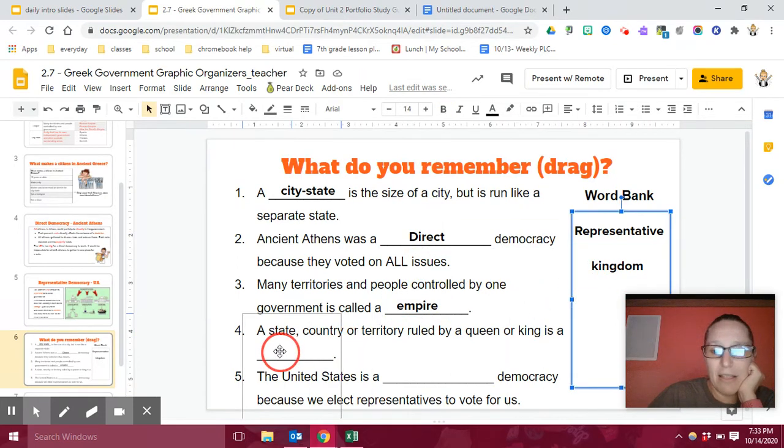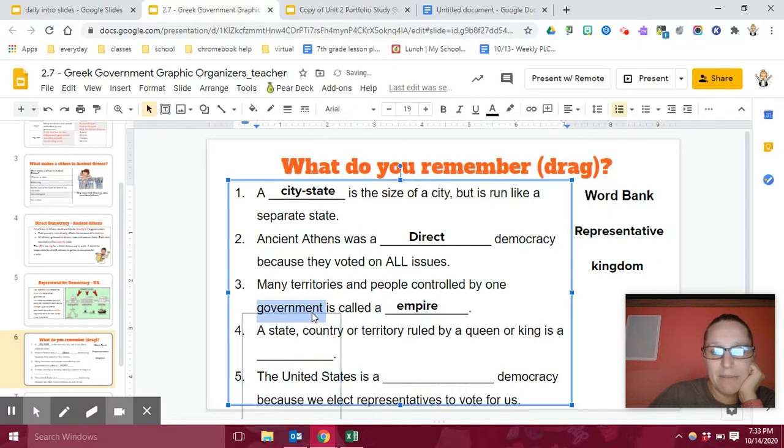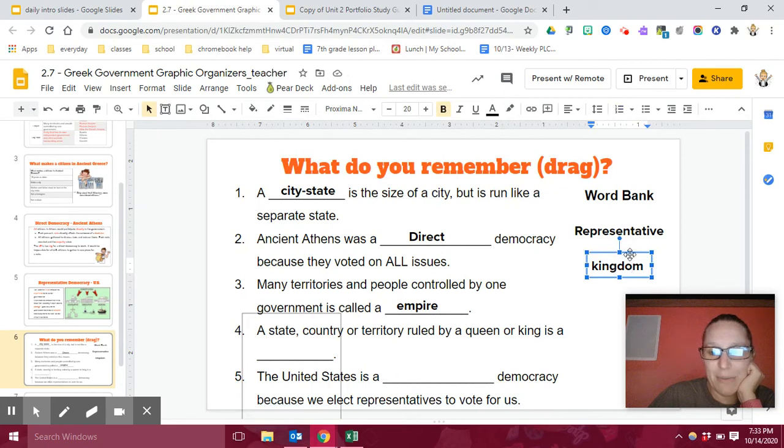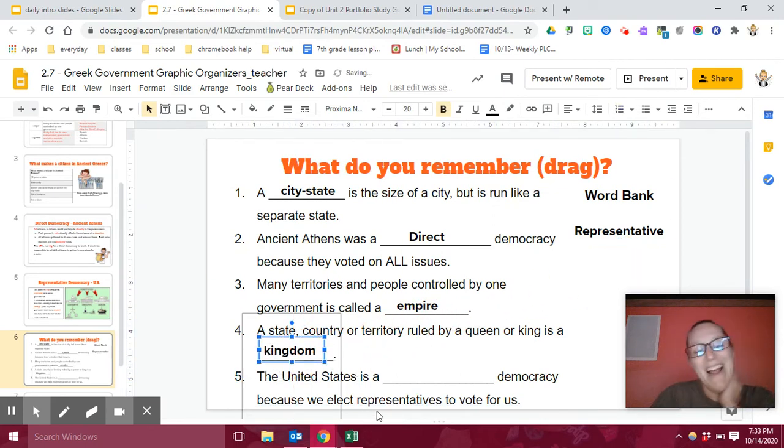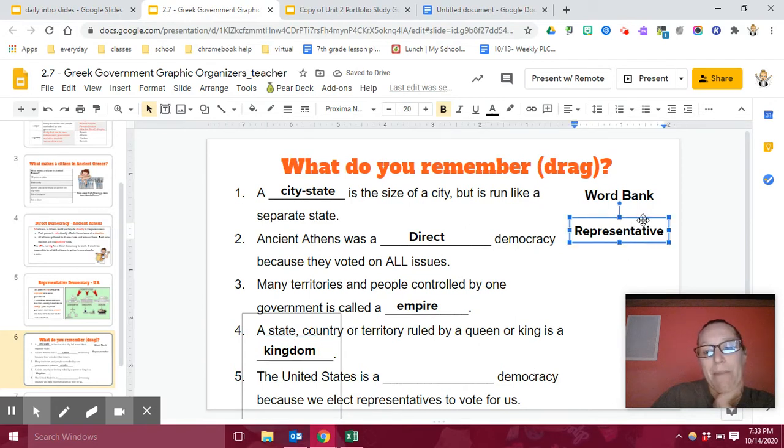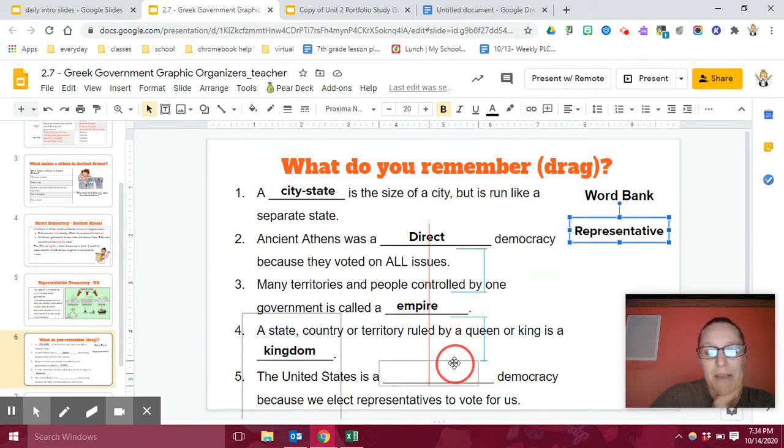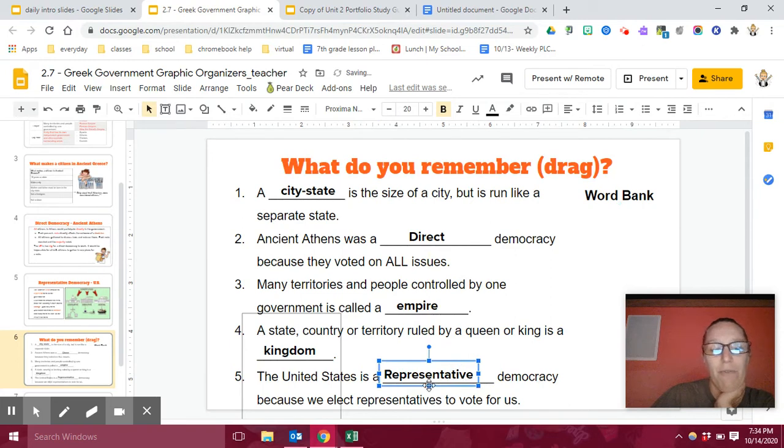And then last, oops, I moved your box. That didn't work out well, huh? All right, last but not least, we're going to move kingdom here. I guess the box is just going to stay there for now. And then the United States is a representative democracy because we elect representatives to vote for us.